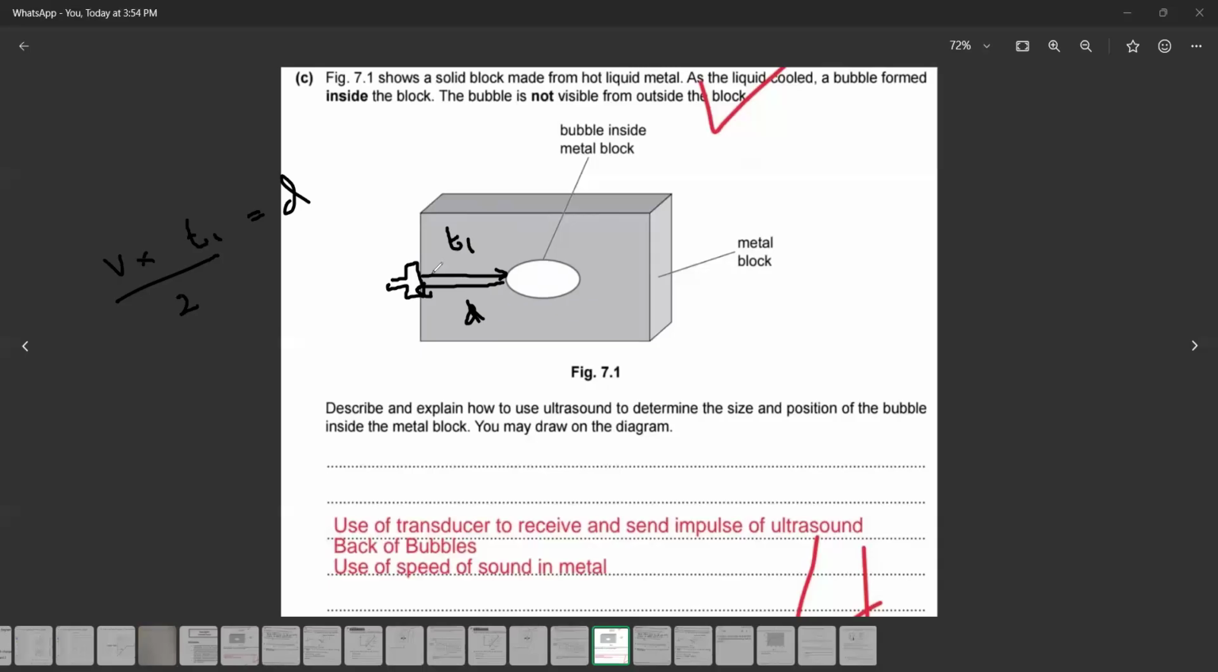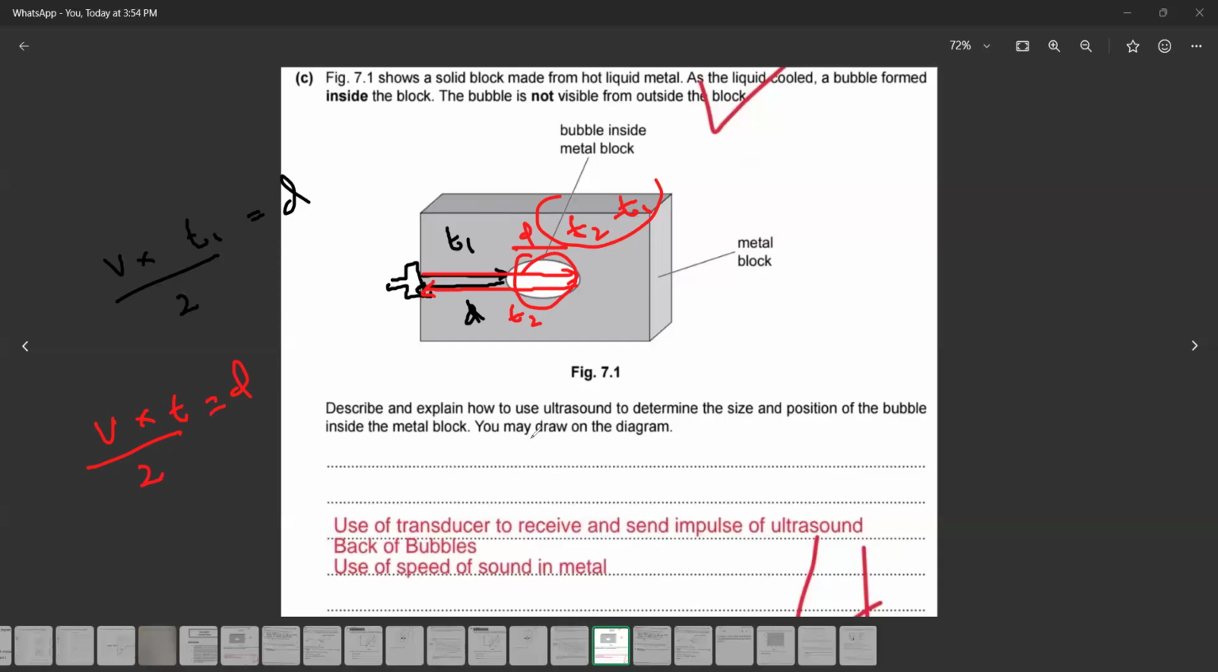Then we send another pulse, which continues, strikes back and bounces. The total time is T2. So how much time is within the bubble? That will be the difference between T1 and T2. When we take the difference between the two pulses, that gives us the time it takes to travel within the bubble. So the speed of the radiation within the bubble multiplied by the time within the bubble, divided by 2, will give us another distance. That distance is the size of the bubble.